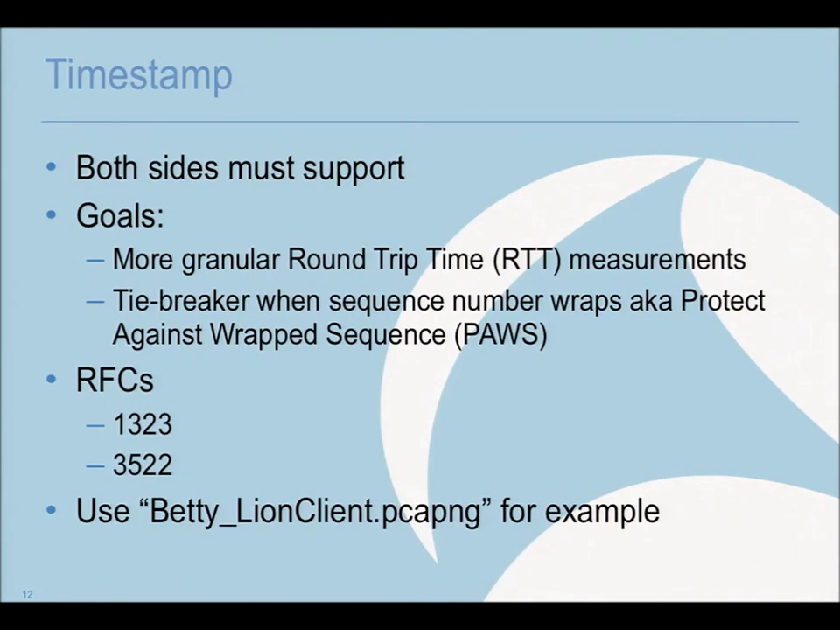The other reason that it's used is it can be a tiebreaker if we have a very long-lived conversation, say in a 10 gig environment, where we're pushing a lot of data through. You'd be amazed how quickly that 32-bit number wraps. And so the timestamp can also be used as a tiebreaker to figure out: is this a retransmission or is this just the same sequence number over, okay?